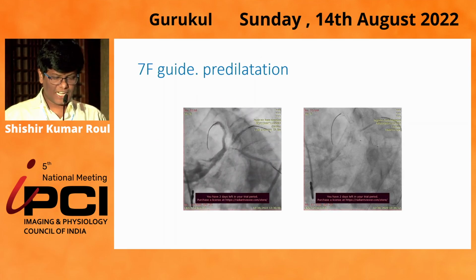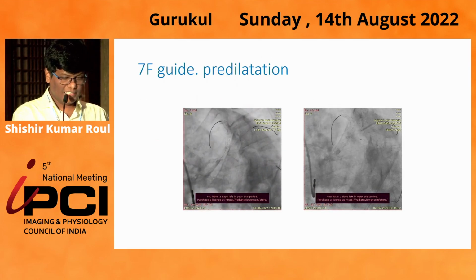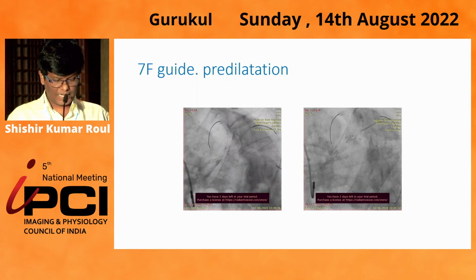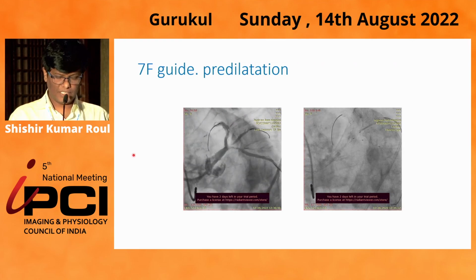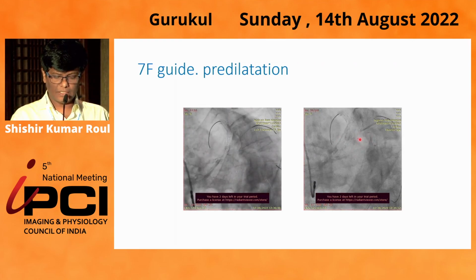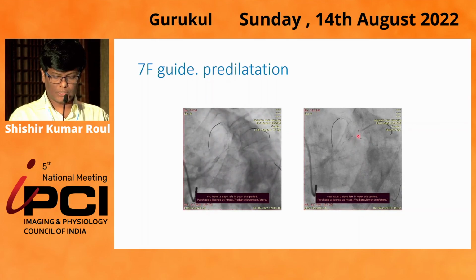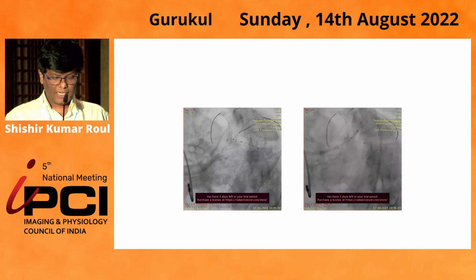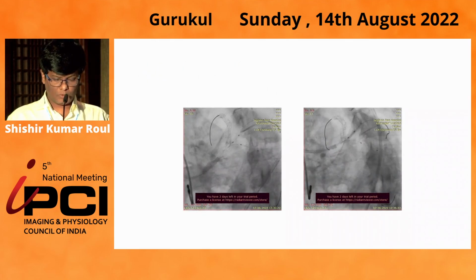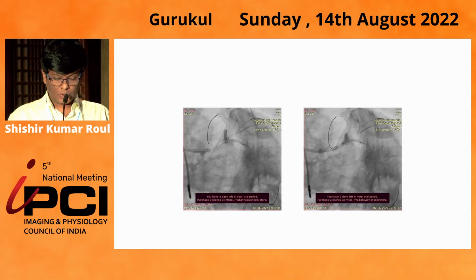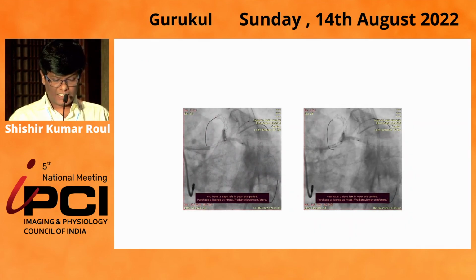So going ahead, 7 French guide, pre-dilatation. You can see I am taking my wire in. Why is my laser pointer not working? So you can see I am taking the balloon for pre-dilation of the circumflex, and I am also doing pre-dilation of the ramus with a small 2 mm balloon, and at the same time I am also pre-dilating my LAD. So I have done the pre-dilatation, some kissing.